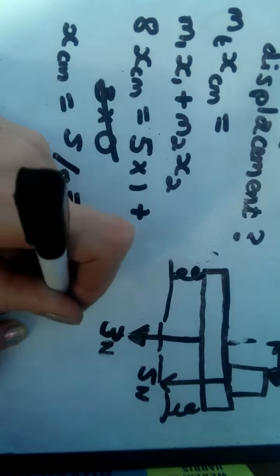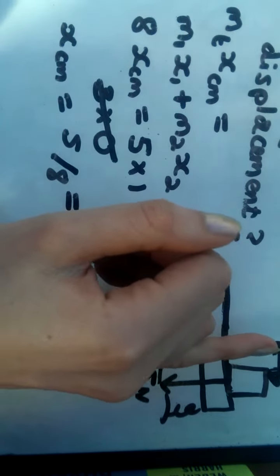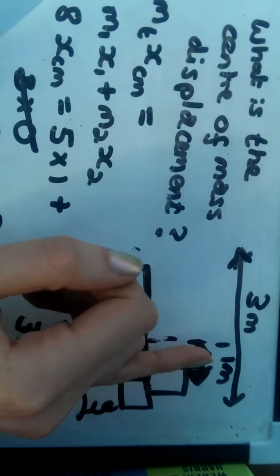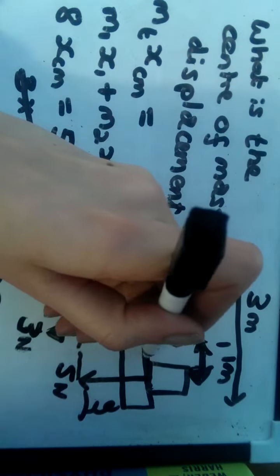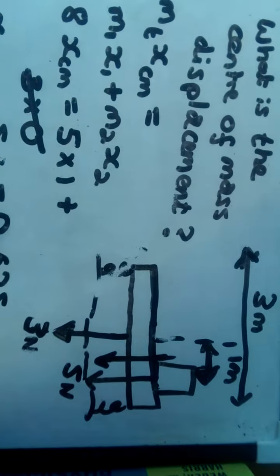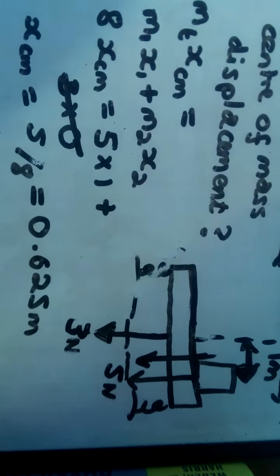0.625 metres. So the centre of mass is going to be acting 0.625 metres, if you see on here, from the origin. So probably around this kind of point. And that's our centre of mass displacement found.